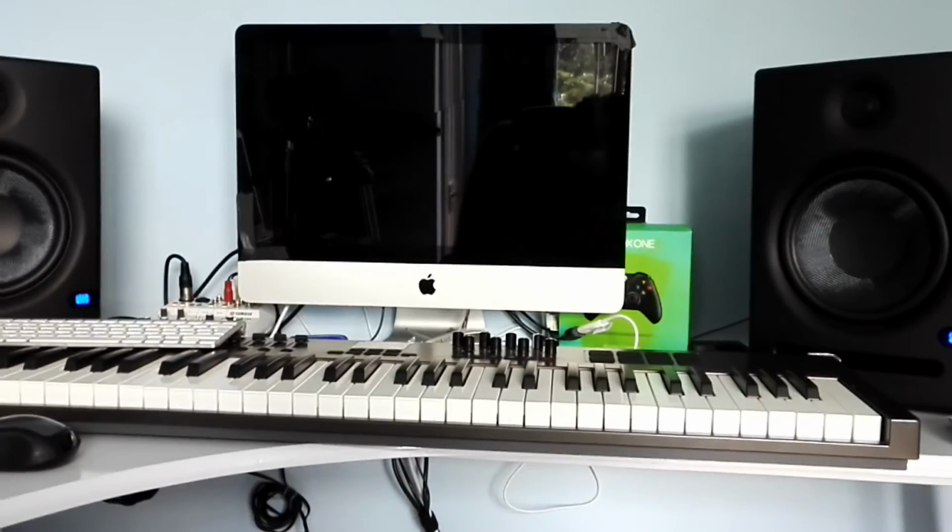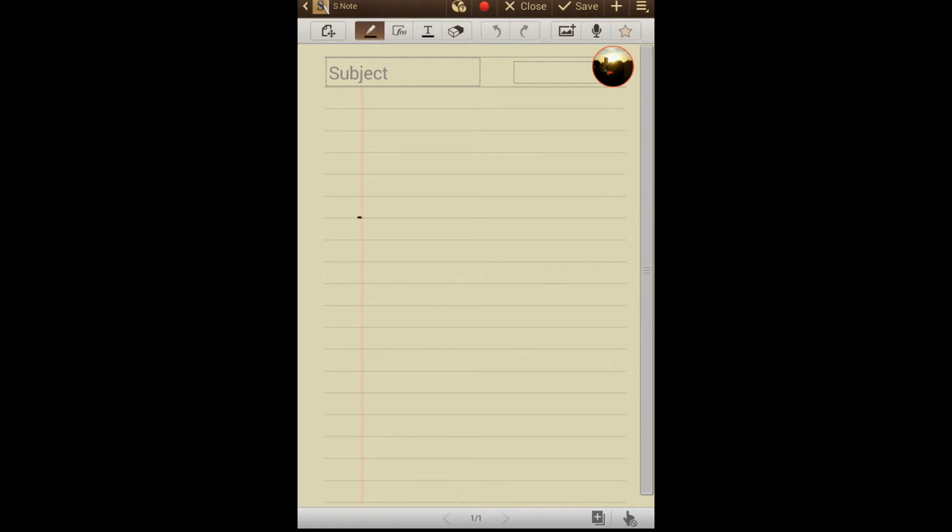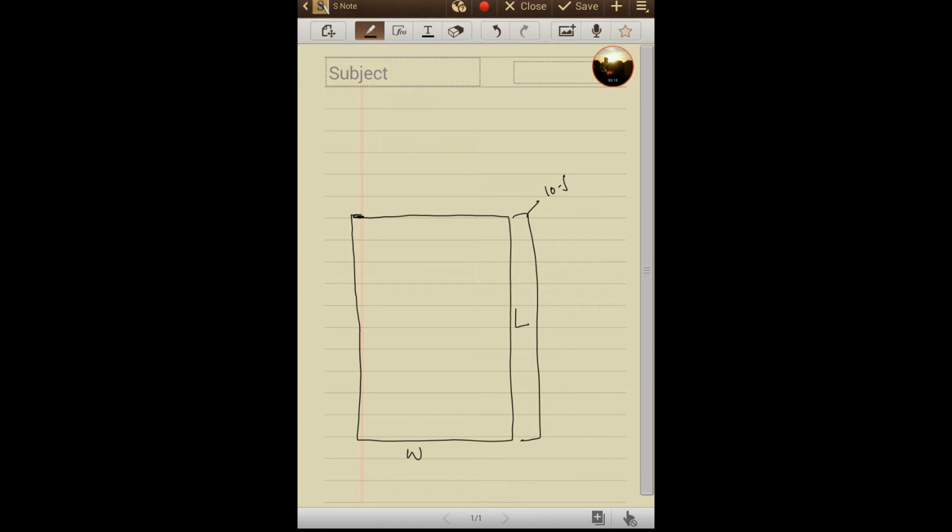Okay, let's start now. Let's suppose this is our room in our home recording studio, and we start by calculating the length of the room. Let's say it comes to 10 foot. Let's say this is 25% of the room, this is 50%, and this is 75%.